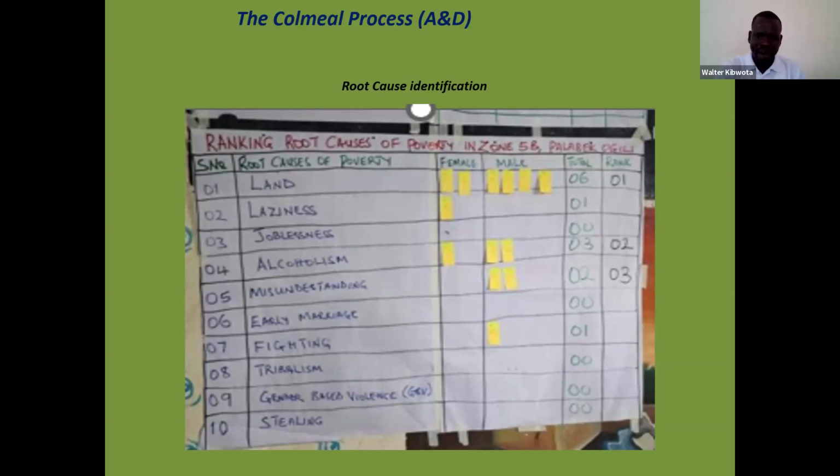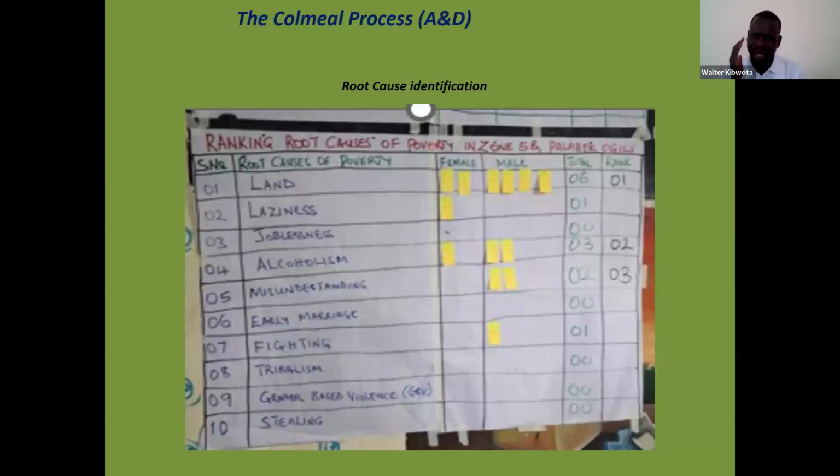So after identifying the root causes, when you looked at how they painted their things, two females said it is land. Four males said it is land. One female said laziness, that's why there is poverty. One female said it is alcoholism. And then two males were saying alcoholism, misunderstanding. But after ranking, after adding all this total, land became number one as the root cause of poverty in the settlement. And indeed, in the settlement, they are always given a small piece of land. They don't have vast lands.